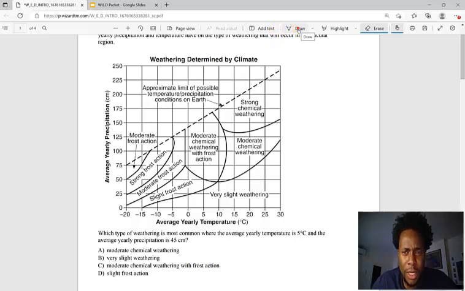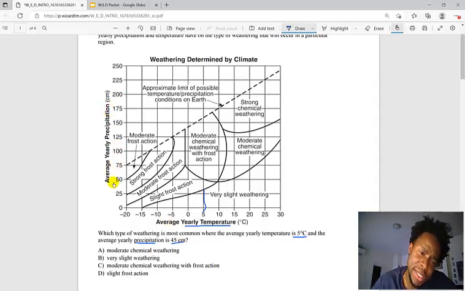Let's take a pen here. The question says 5 degrees temperature. So I can see temperature here is on my x-axis. I'll look for 5 degrees and follow that up. It says 45 cm for precipitation, which is rainfall. Rainfall is on my y-axis here. I'm looking for 45. This is 0, this is 25, this is 50. So 45 would be close to that area, so I'll follow through.